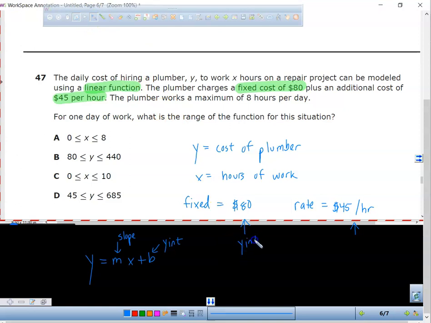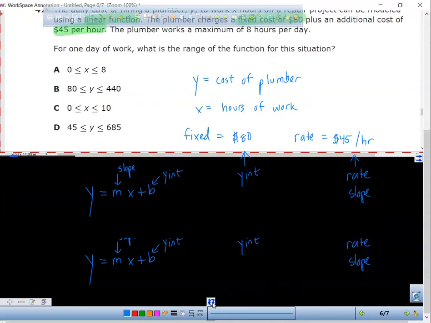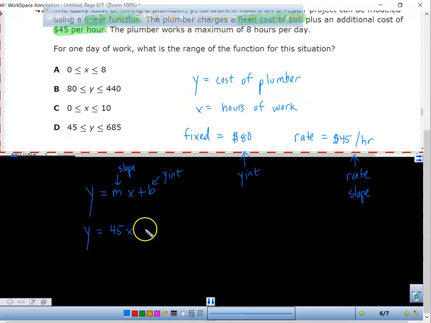This is the y-intercept. The fixed cost will always be the y-intercept. And this will always be the slope, which is the rate of change. So if you would please, make your function and put y equals 45x plus 80. Okay? 45x plus 80. It says the plumber works a maximum of how much per day? 8 hours a day. So if he works 0 hours, you plug in a 0.